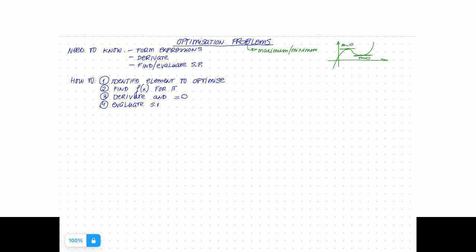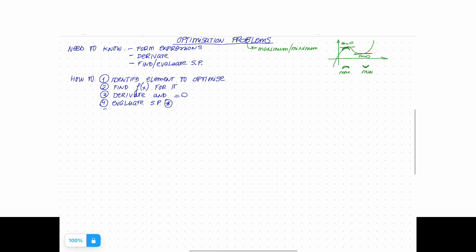Once you've got it, you can evaluate your stationary point. And I'm putting this as an optional, because generally your context is going to tell you if you are here on a maximum or here on a minimum. But we're going to put it as a step. And once you've got it, the important part, you could give a solution.